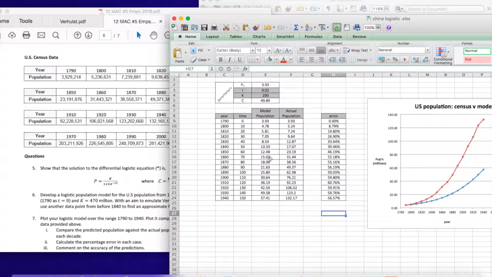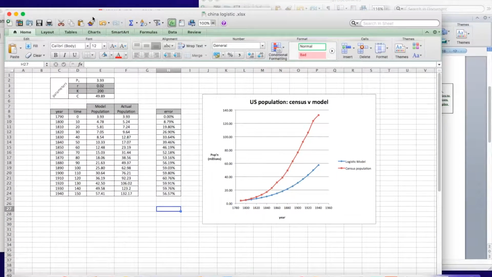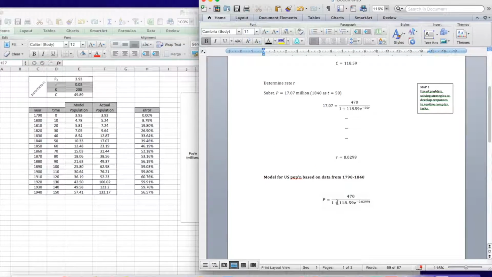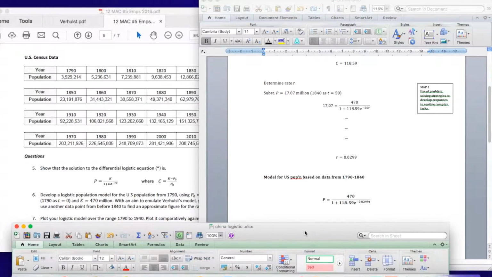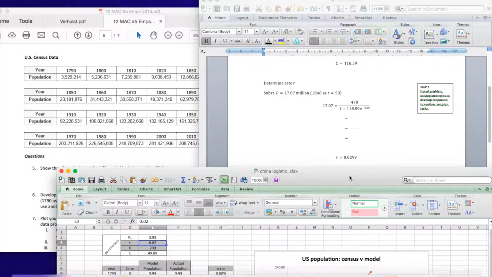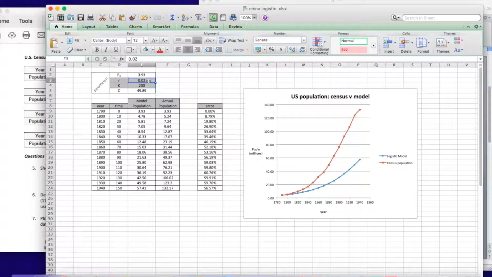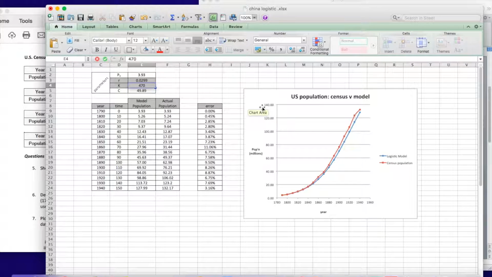The model population works off the formula that we came up with over here. So let's see how this all works. Okay, I've set this up with my parameters up the top here. These are all fixed. P sub 0 is the initial population. R is the rate of growth. Now that's not what I had here. What I have here is 0.0299, so I'm going to change that now to 0.0299. That's better. And the carrying capacity, we said that was 470 million, didn't we?